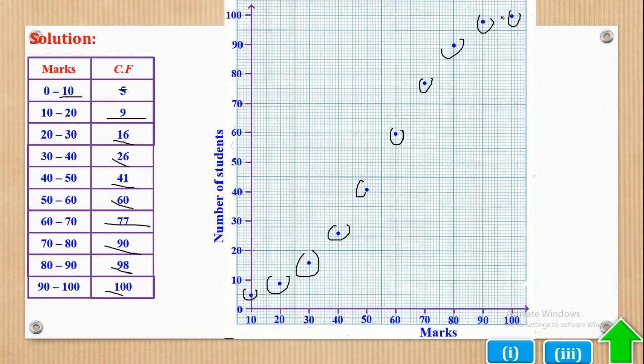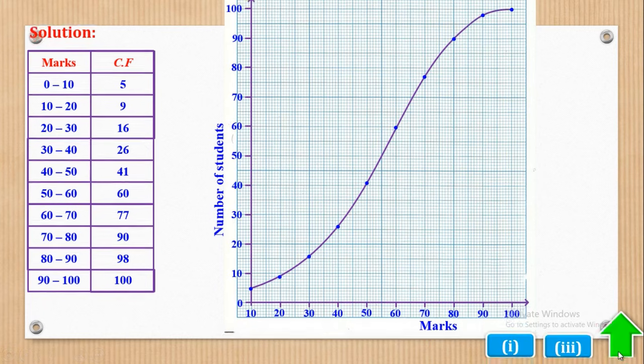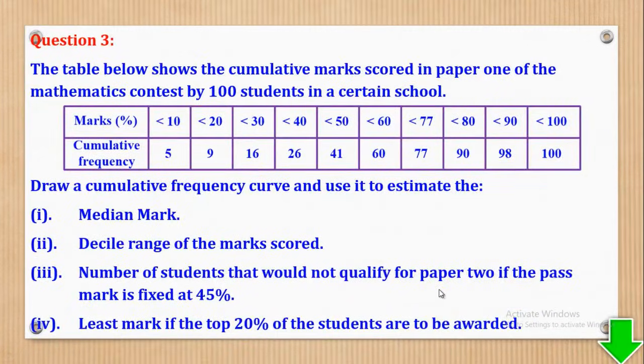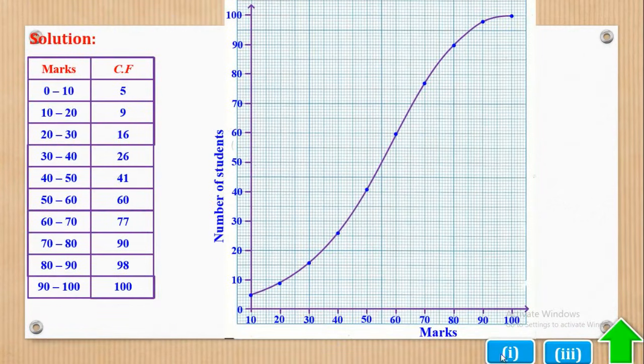The next is to draw a smooth curve through all these points. So let's do that. Okay, so now we can go ahead and answer the questions that were asked. Let's start with Roman 1. Roman 1, they wanted the median mark. So median means you have to first get the median position.